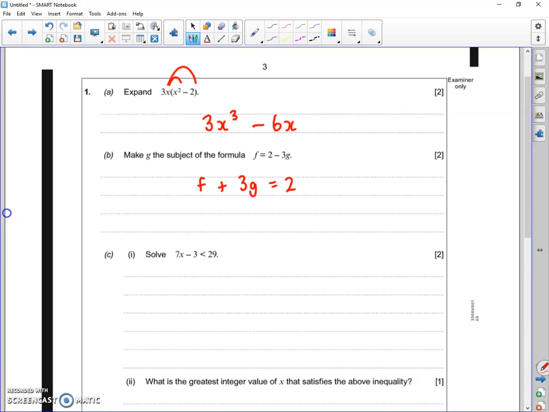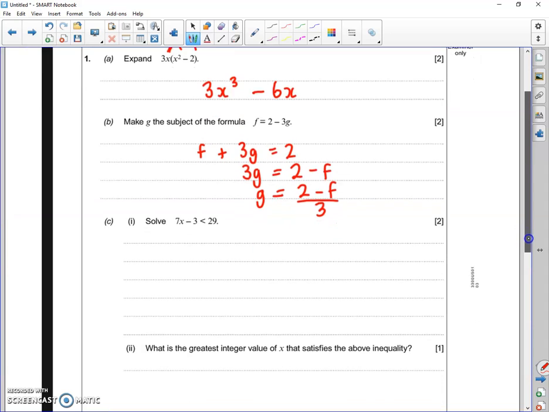Now we need to get it so that g is on its own. To do that, the first thing we're going to have to do is get rid of the f, which is positive. So we're going to take it away. So that gives us 2 minus f. And then to get g on its own, the very last thing to do is to divide by 3. So 2 minus f, big fractions, is all being divided by 3.